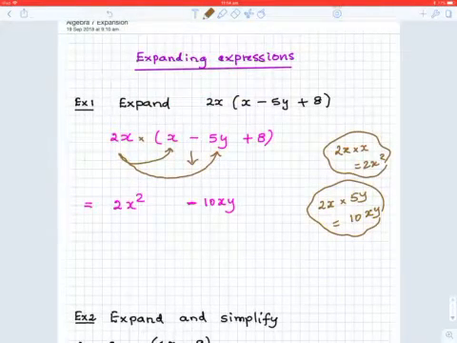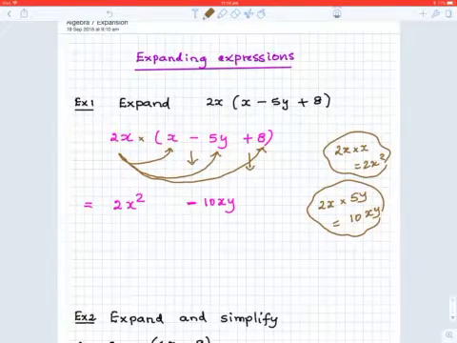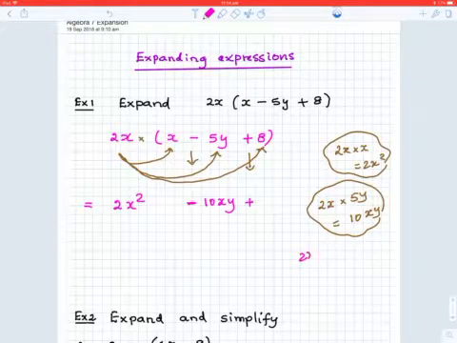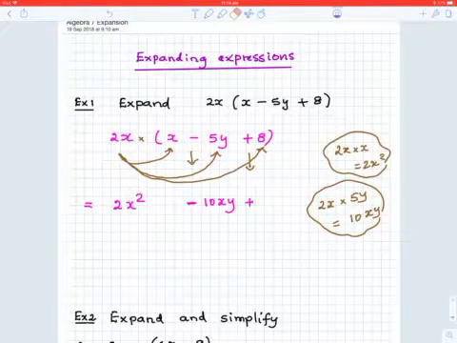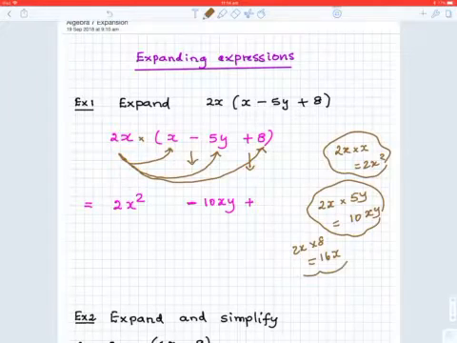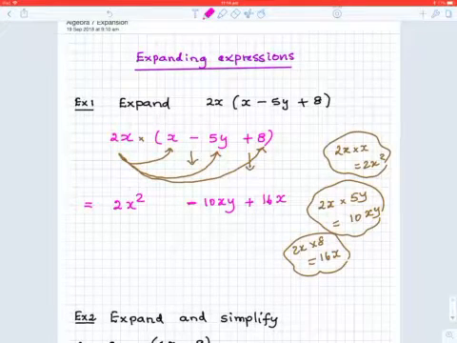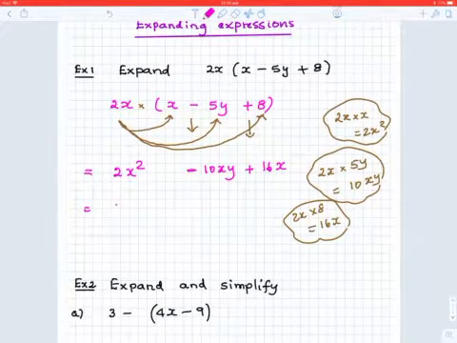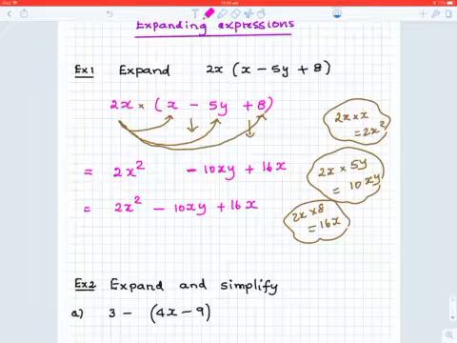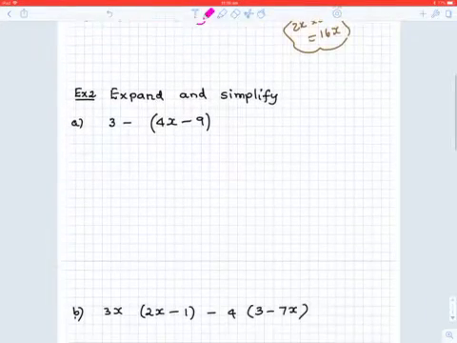Then we have one more term left. The same rule, starting from 2x to 8. And of course, the plus comes here as well. So the plus first, then 2x times 8, which is 16x. So that would be the last term. Therefore your answer is 2x squared minus 10xy plus 16x. I've just repeated the step. Okay, so now let us go to another question.